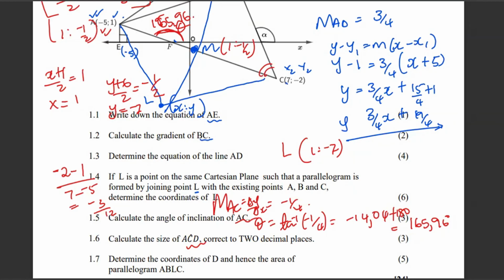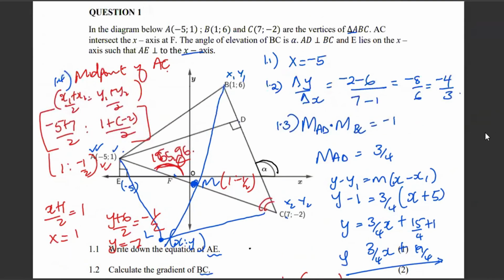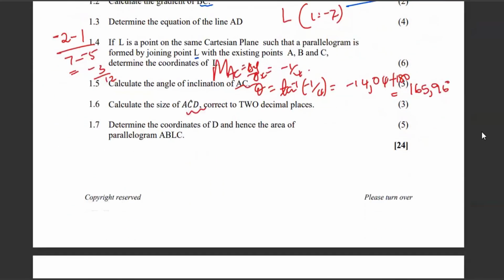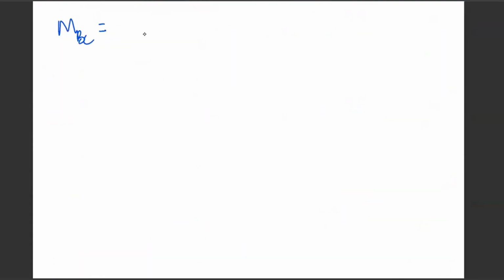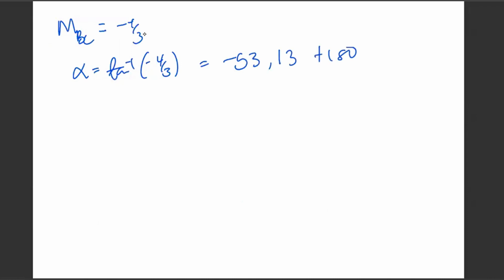Then they want us to get the size of angle ACD, this angle C here, correct to two decimals. Now, for us to get that angle C, we also need to determine the size of alpha here. Initially, the question asked us for the gradient of BC. So I'll write it on this other page: the gradient of BC, question 1.2, was negative 4 over 3. So our alpha is shift tan of negative 4 over 3. When we punch that into the calculator, it gives us negative 53.13. Then let's add 180, and we end up with 126.87 degrees.